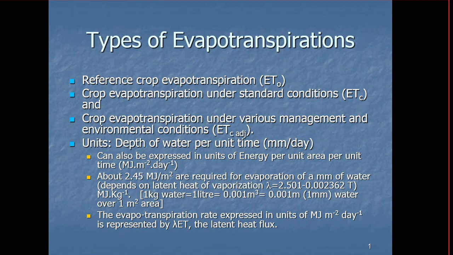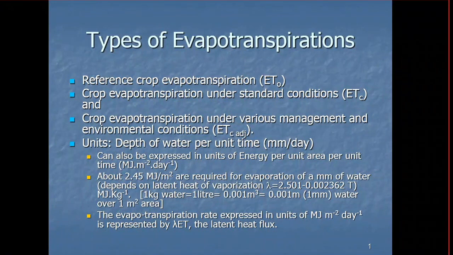The units of this evapotranspiration, whether it is the crop evapotranspiration, actual crop evapotranspiration or reference crop evapotranspiration, are depth of water per unit time. That is normally millimeter per day, the units in which it is reported. Sometimes it is also expressed in terms of energy per unit area per unit time, megajoules per square meter per day. It's another way to represent the evapotranspiration or crop water requirement.